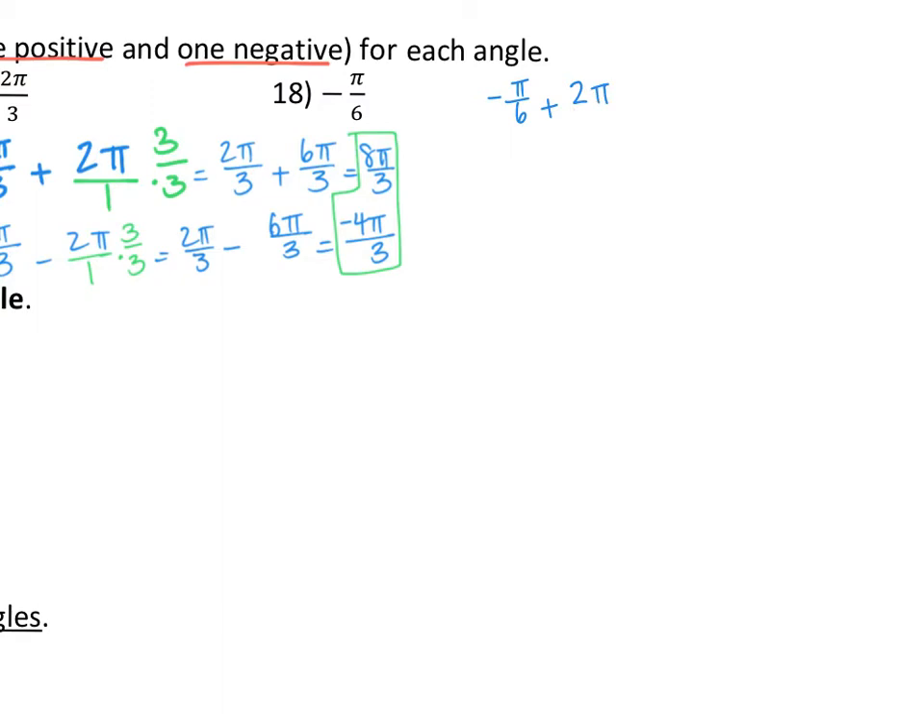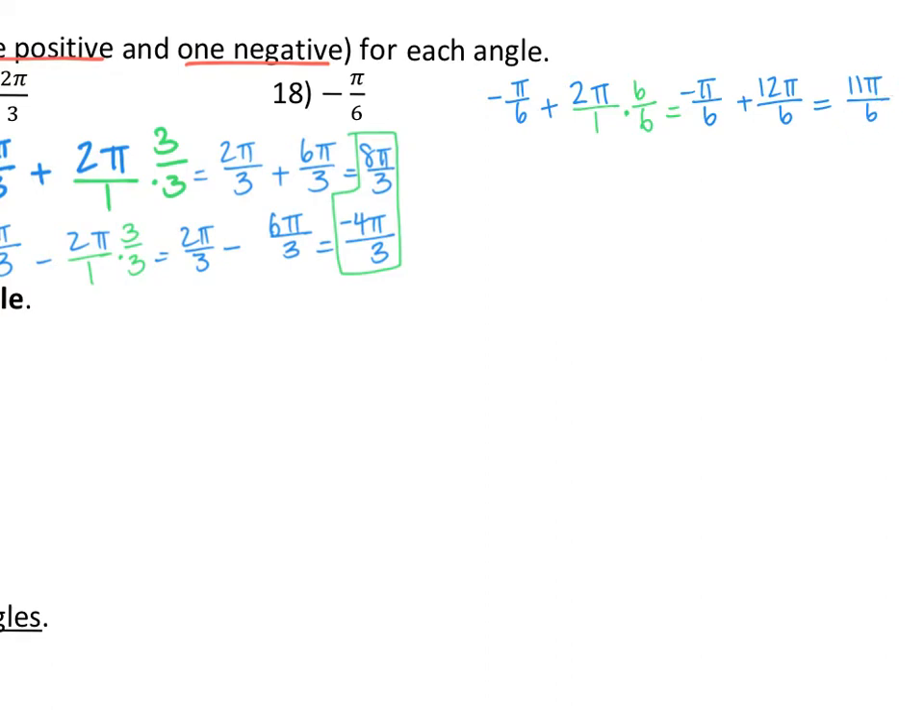So again, I'm going to have to put this over 1 so I can add it with this fraction, get a common denominator. So this 1 can be a 6 if I multiply top and bottom by 6. And so that would give me negative pi over 6 plus 12 pi over 6. If I add, I get 11 pi because that's negative 1 plus 12. So that makes a positive 11 and 6 on the bottom. And so I have 11 pi over 6. This is a positive angle, so I'm good with using this guy.